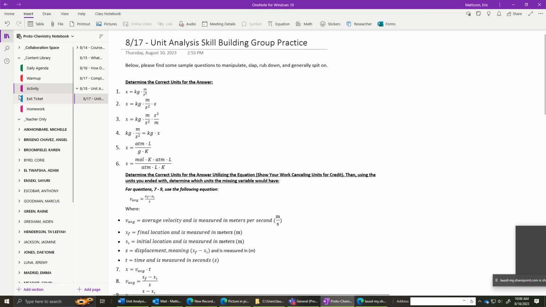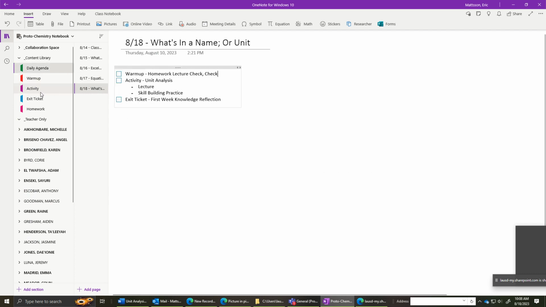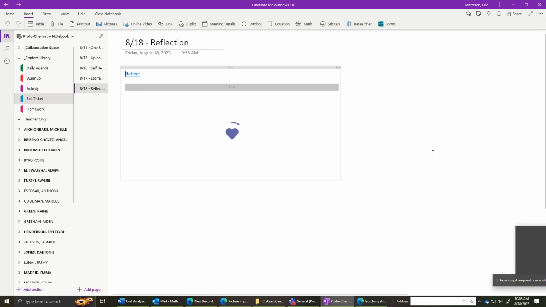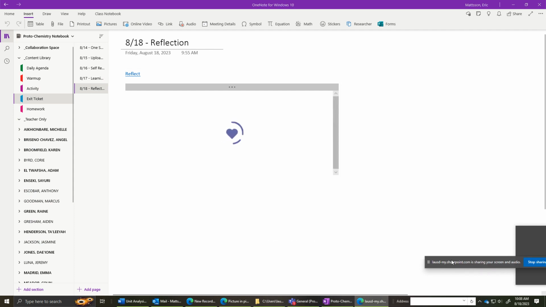And then the exit ticket is just a reflection on how the first week went for you. It will open up for you right there in the notebook, and it'll ask you how you feel the first week went. So that's our work for today.